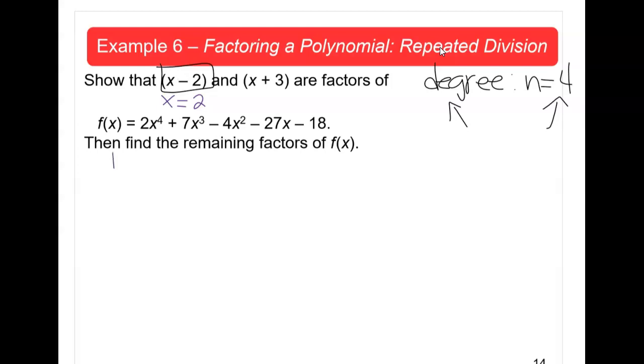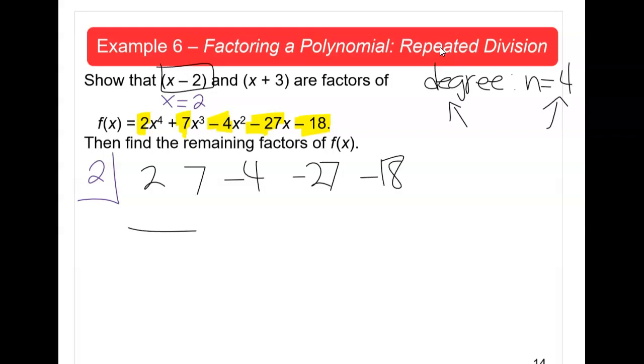So we're going to use synthetic division and put a plus 2 there. We're going to copy all the coefficients from here. We're not missing any terms. We have x to the 4, x to the 3rd, x to the 2nd, x to the 1st, and then the constant. So we're good there. We just have to be very careful with the negative numbers. So 2, 7, negative 4, negative 27, and negative 18.